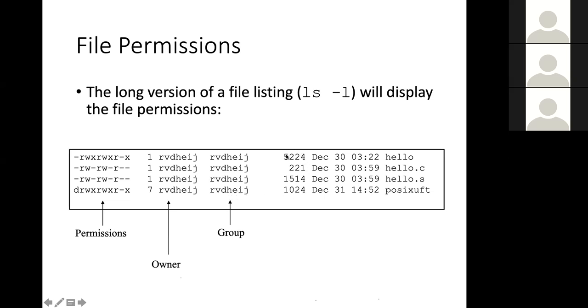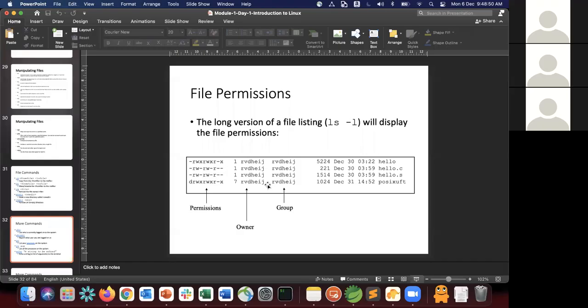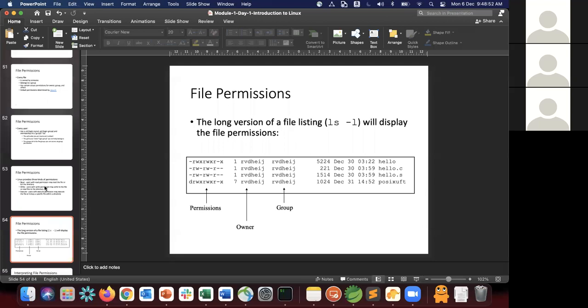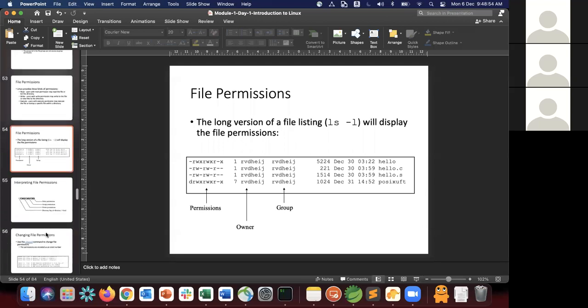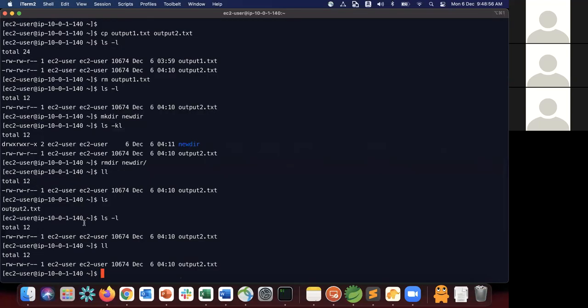Then comes another column. This is a number, ignore it for now, but that's the file size. Then comes the timestamp of when the file got modified or created. Then the actual file name. This is the permissions, this is the owner, this is the group. Okay, so now let me go to terminal.